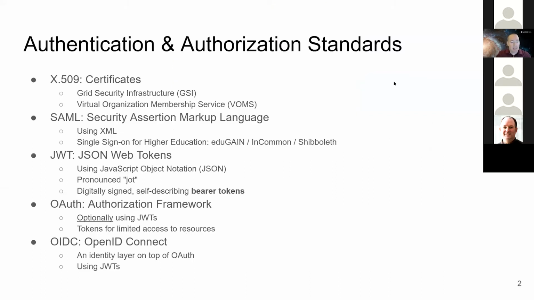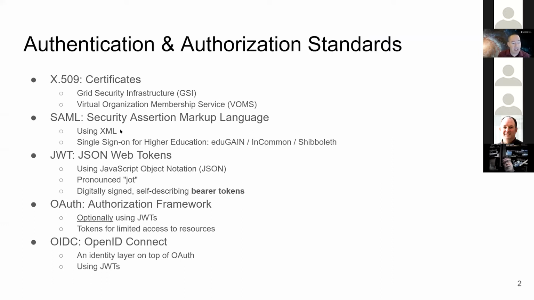So we've got a whole landscape of authentication and authorization standards. We're all very familiar with the grid security infrastructure based on X509 certificates, X509 user certificates, and attribute certificates containing our organizational memberships in virtual organizations through VOMS. We also all use SAML single sign-on through InCommon and eduGAIN using our campus credentials to log in, often using Shibboleth software. And that SAML standard is still very relevant.